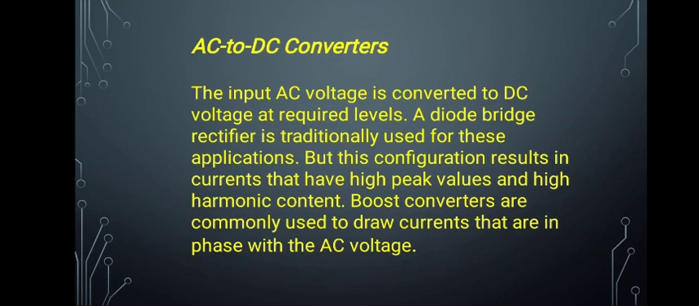The input AC voltage is converted to DC voltage at required levels. A diode bridge rectifier is traditionally used for these applications, but this configuration results in currents that have high peak values and high harmonic content. Boost converters are commonly used to draw currents that are in phase with the AC voltage.